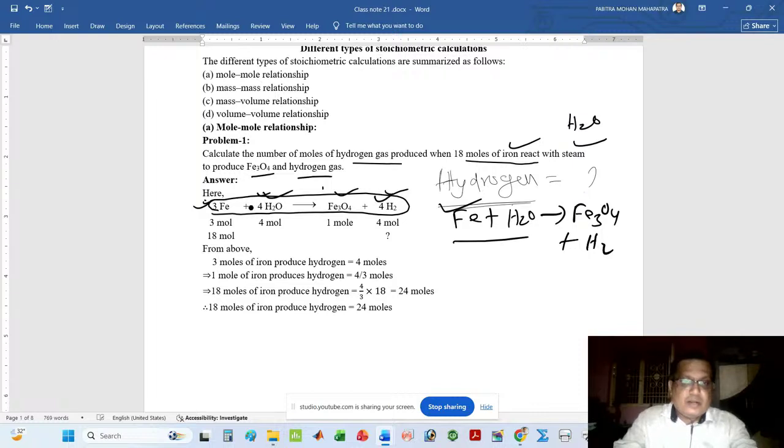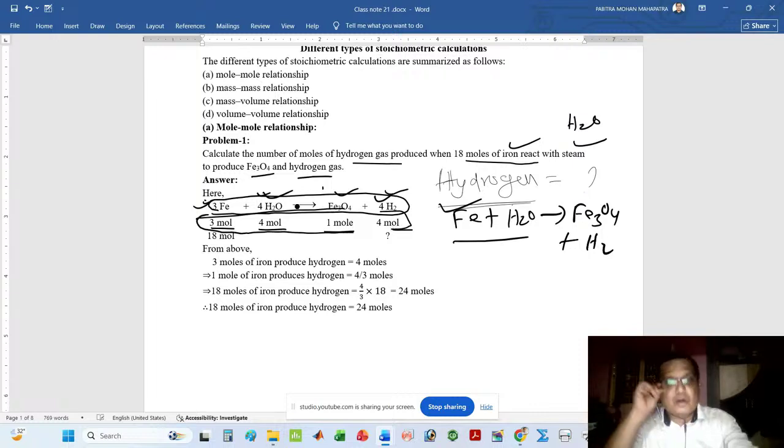So if I think about the iron, here I can write 3 mole. If I want to write about the water, here I can write 4 mole. Next, for Fe3O4, I can write 1 mole. For hydrogen, I can write 4 mole. This is the stoichiometric relation between the reactants and also the reactant and products.